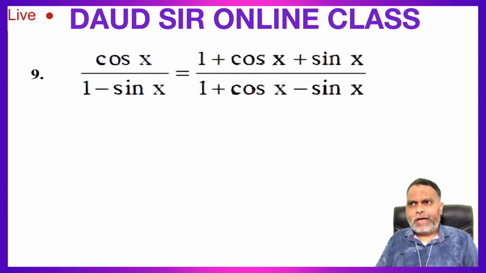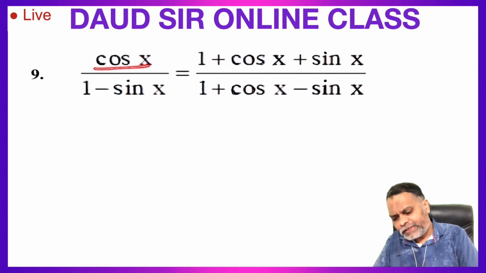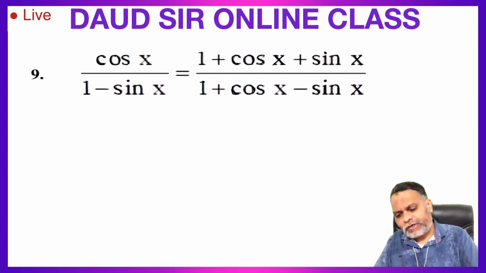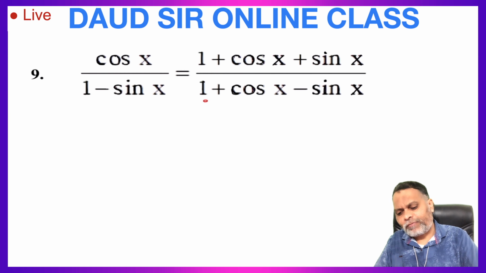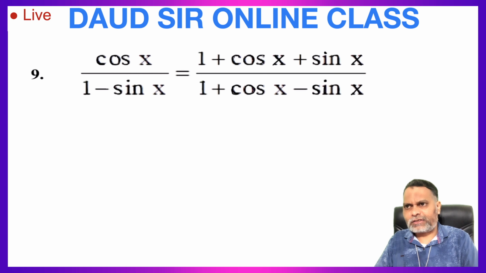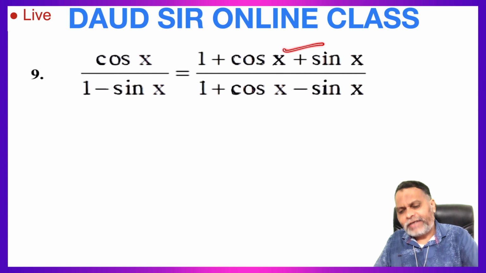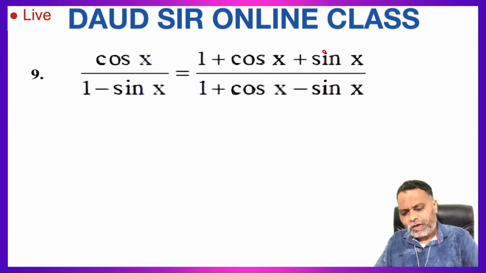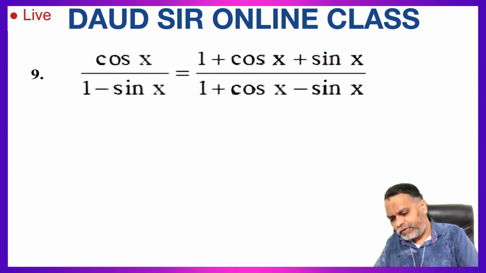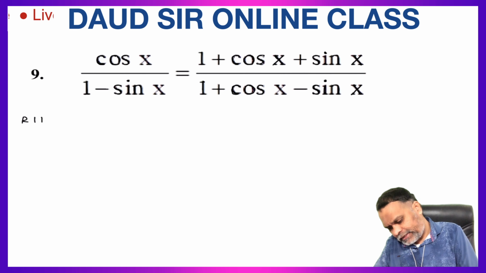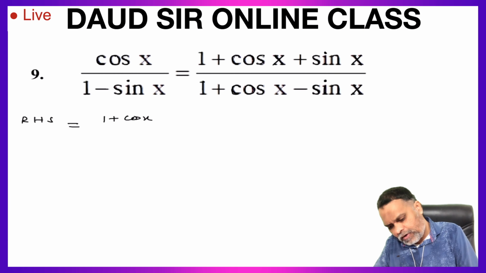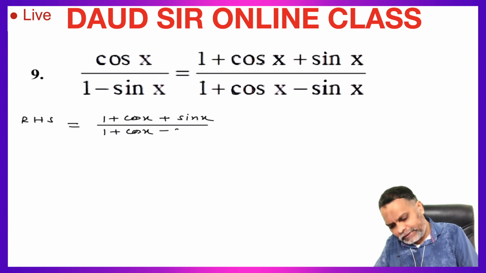Question number 9. Cos x upon 1 minus sin x is equal to 1 plus cos x plus sin x upon 1 plus cos x minus sin x. Here this right hand side is looking lengthy, so we can take the right hand side. RHS is equal to 1 plus cos x plus sin x upon 1 plus cos x minus sin x.